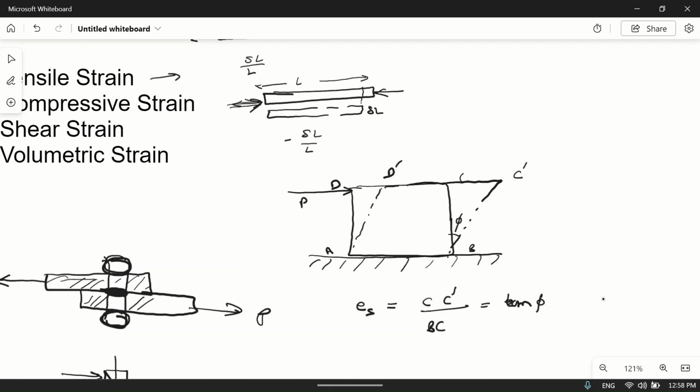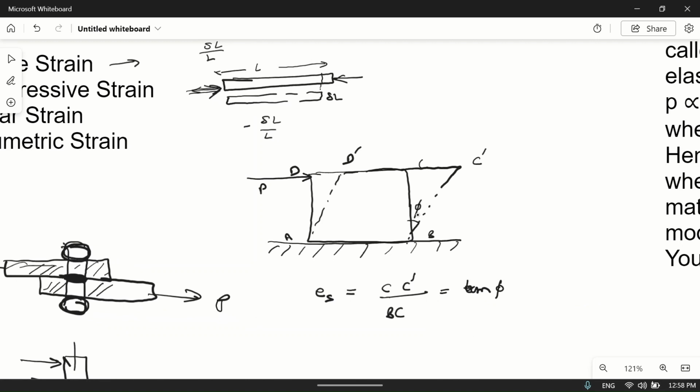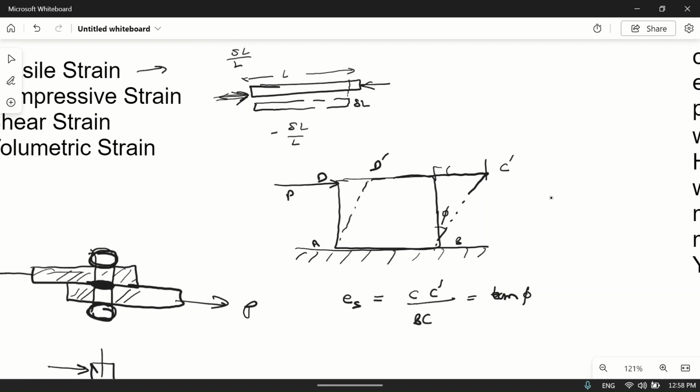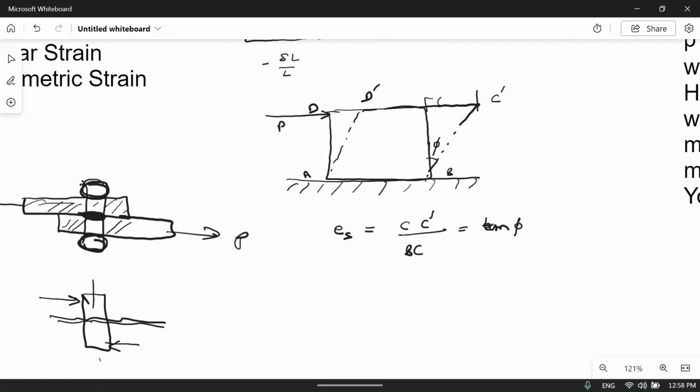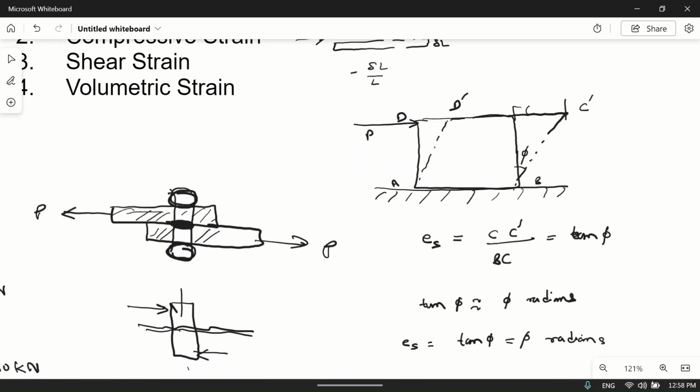If phi is very small, because we are showing so much deformation here, CC dash, but in reality, suppose this is metal, then it will not deform so much. CC dash will be very small compared to BC. So if tan phi is very small, then tan phi will tend to be equal to phi in radians. So Es will become tan phi or phi radians. This is shear strain. Similarly, there is volumetric strain.